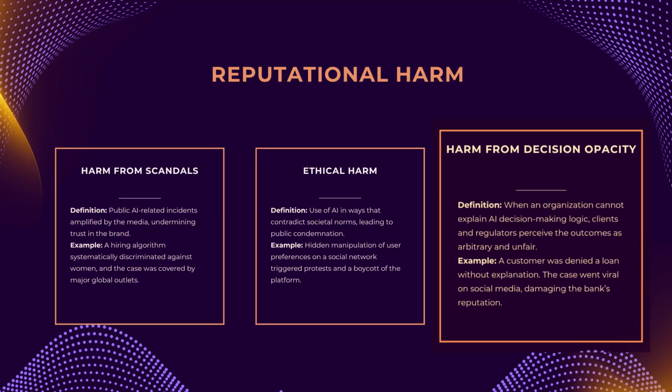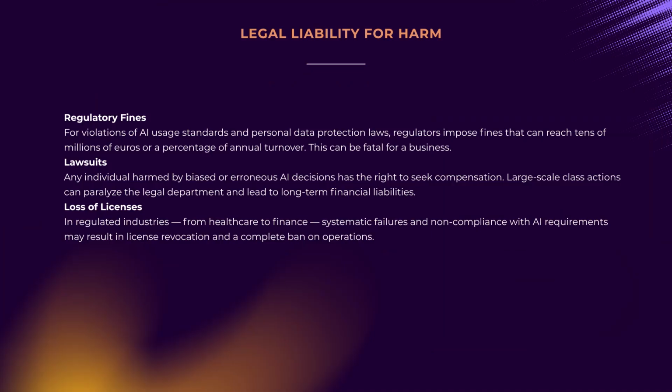Harm from decision opacity. This is when an organization cannot explain the logic of AI decisions, and clients and regulators perceive the outcomes as arbitrary and unfair. For example, a person is denied a loan. When asked why, the bank answers, "That's the algorithm's decision." The client feels they were treated arbitrarily and unfairly. They share their story online and it resonates with thousands of others. The bank's reputation as a reliable and fair partner begins to crumble. This is how harm is categorized under the NIST framework.